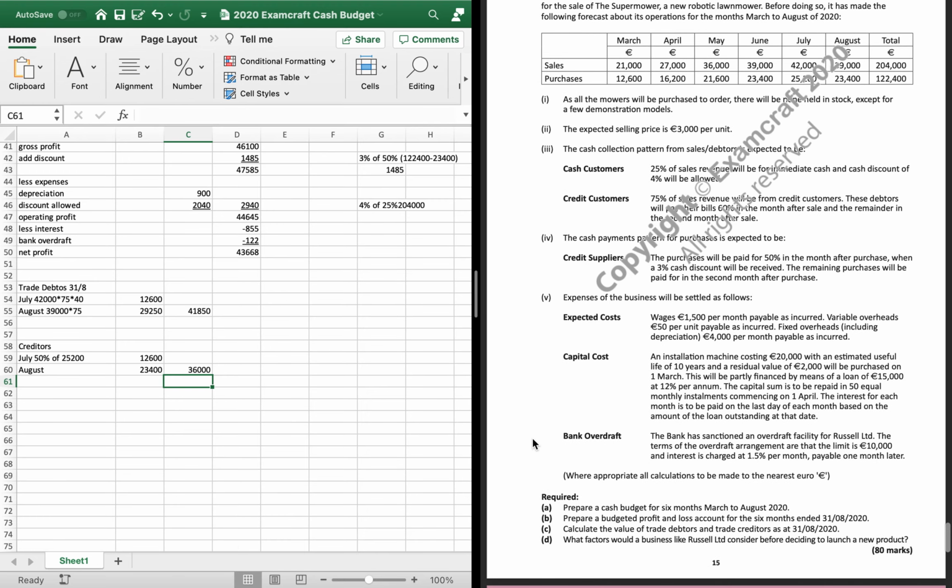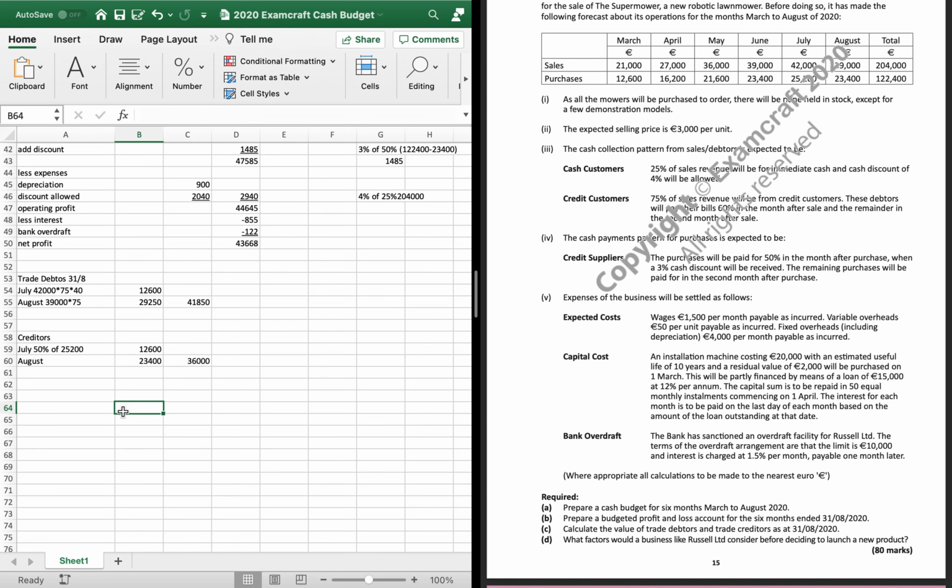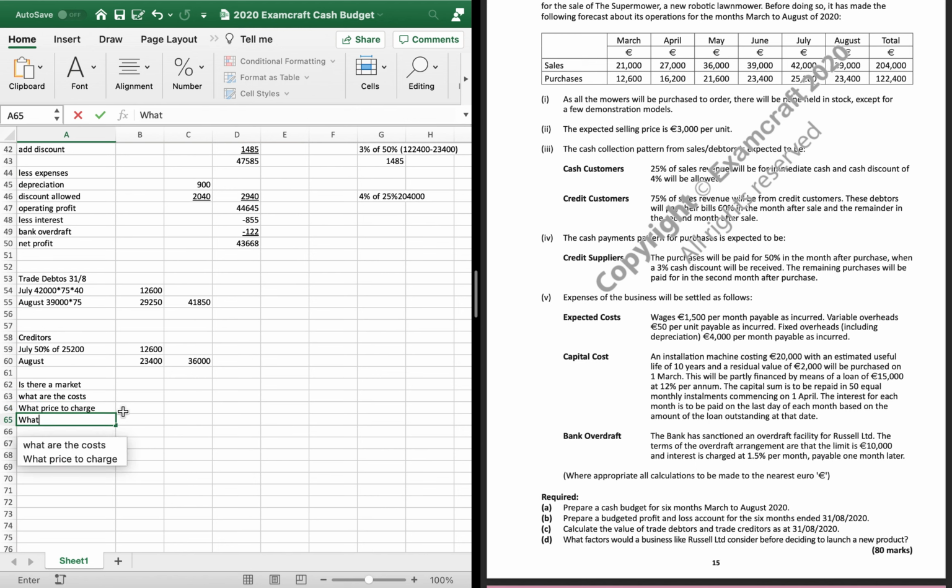what factors would a business like Russell consider before launching a new product? Well, that's not really accounting, but what would you consider in business? You'd consider, is there a market? What are the costs? This is more leaning towards business than accounting. What price will we charge? What service to give? Where will we sell? So all that kind of stuff would be factors that you consider.